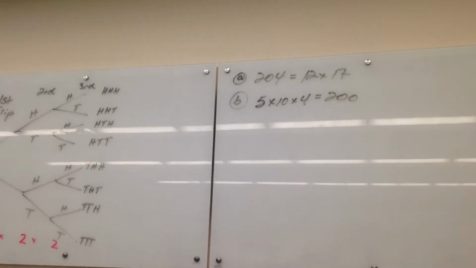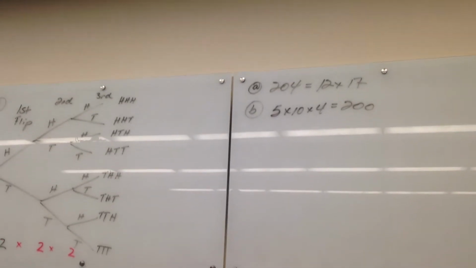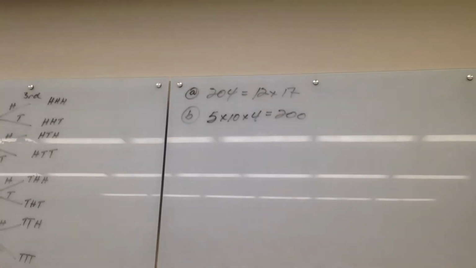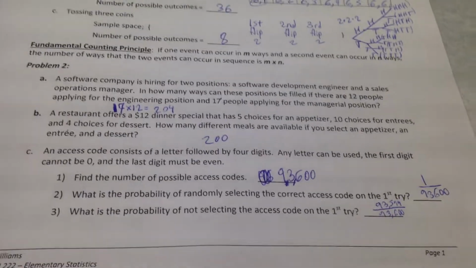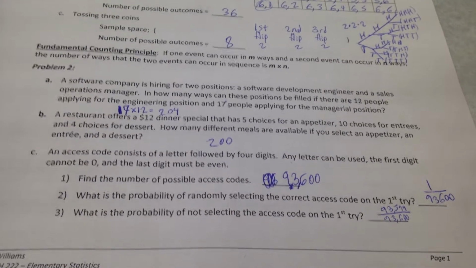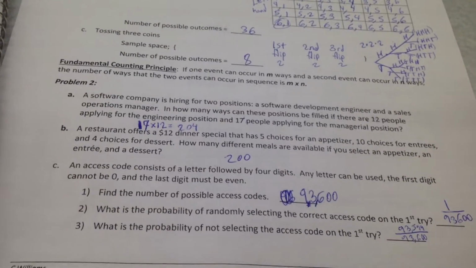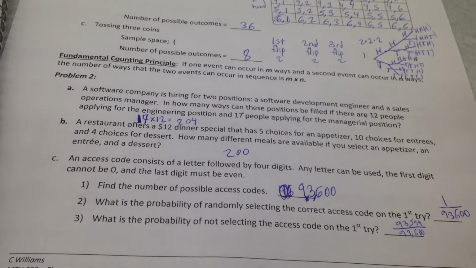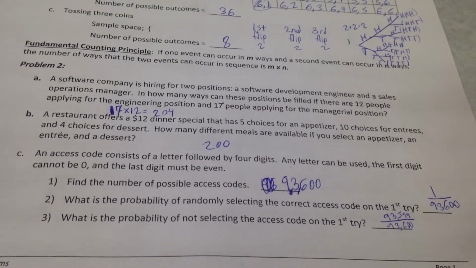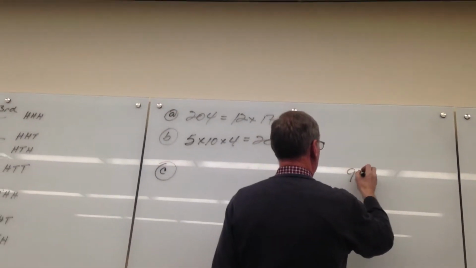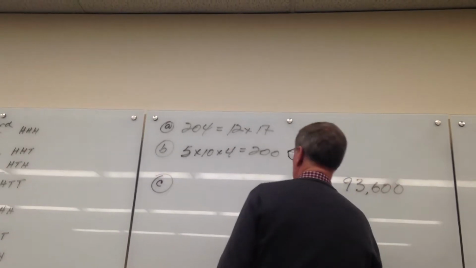An access code consists of a letter followed by 4 digits. Any letter can be used. The first digit can't be a 0. And the last digit has to be even. How many different ways can I compose the access code? Garrett? 93,600. That's correct. Okay, Garrett, so we're going to put the answer over here, because that's the right answer. 93,600. How did you get that answer?